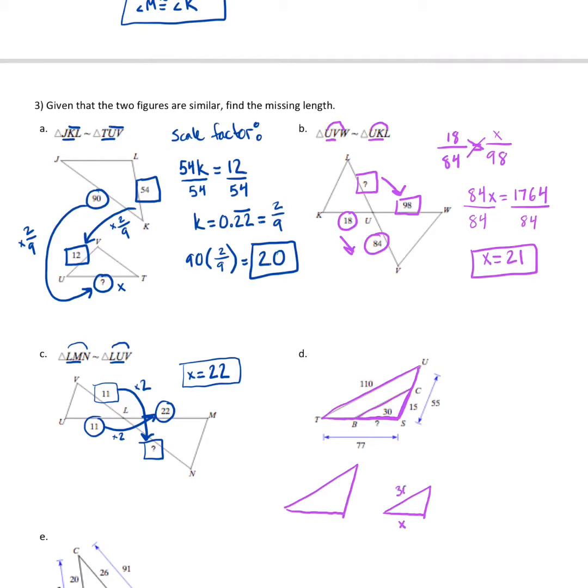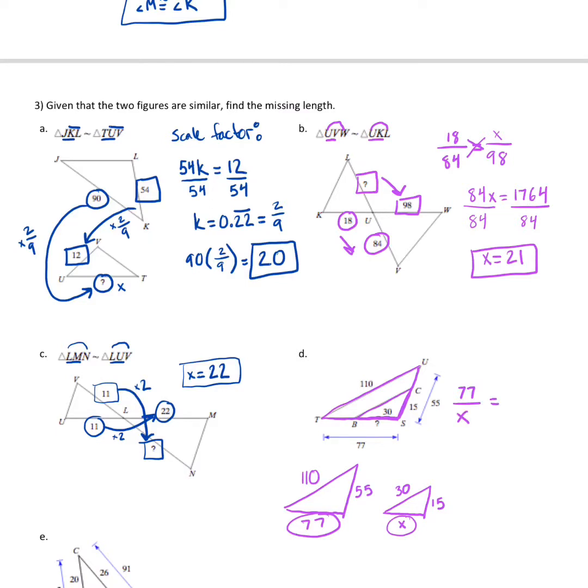That 30 is referring to that side. We got 15, 55, 77, 110. Okay, so our corresponding sides here are the ones that came from the same side over here, if that makes sense. So like for example, the 77 goes with the X. So I can just write 77 over X.